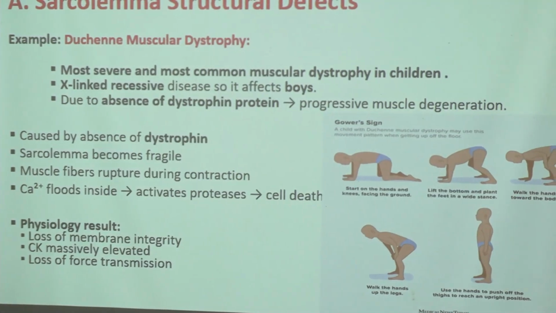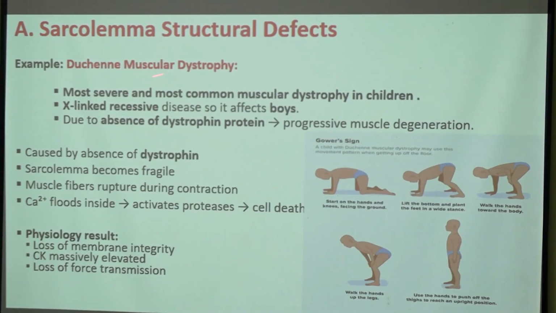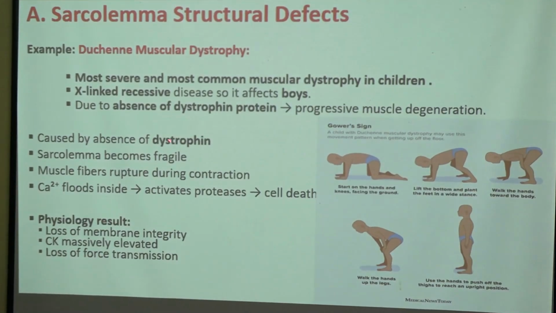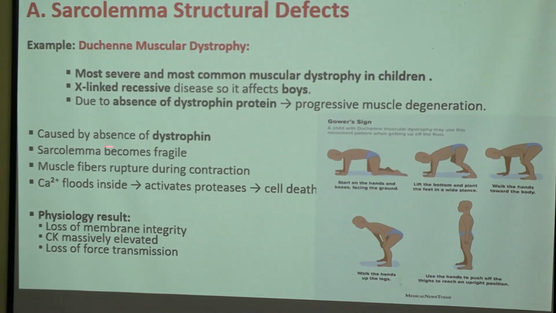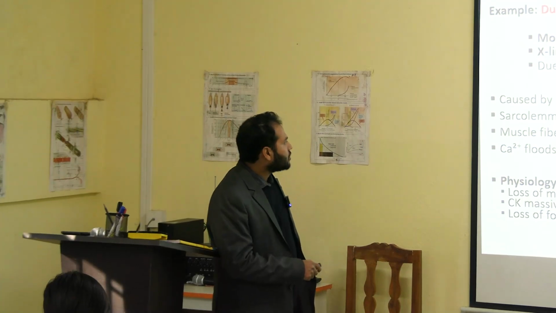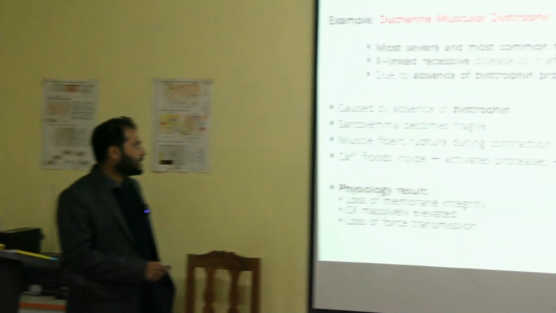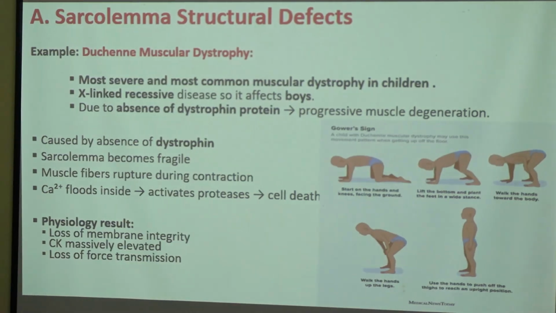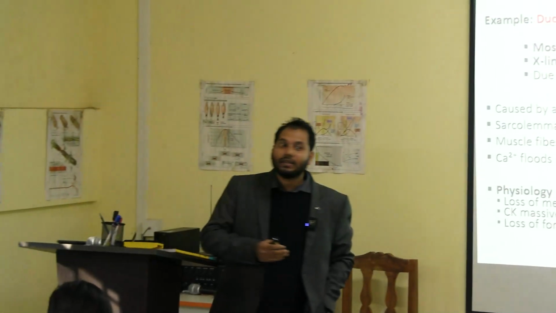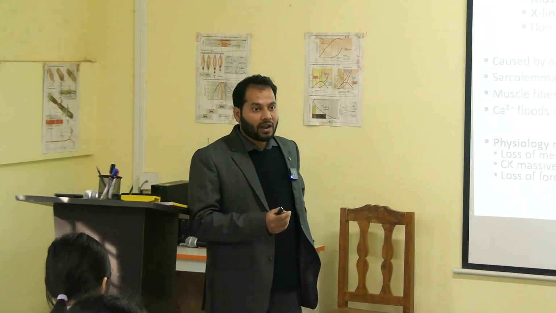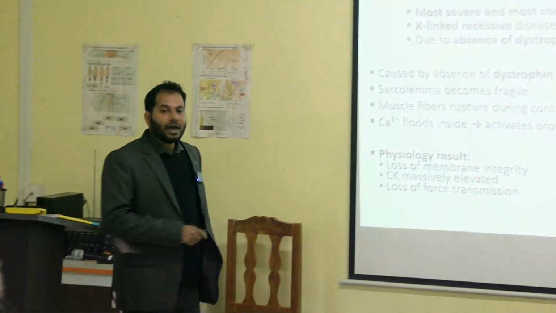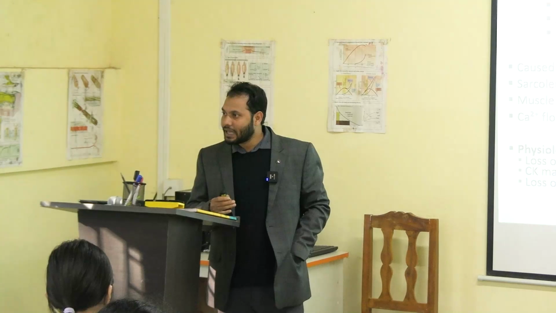Now see, as I mentioned, DMD basically occurs due to the absence of dystrophin. So in the absence of this dystrophin protein, the sarcolemma becomes fragile. It means the muscle cell membrane becomes fragile. So muscle fibers rupture during contractions, and due to the rupture of that muscle cell, we can see more and more calcium ion influx into the muscle cell cytoplasm, right?